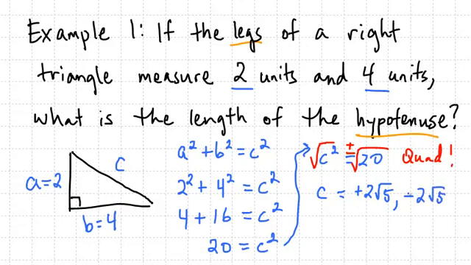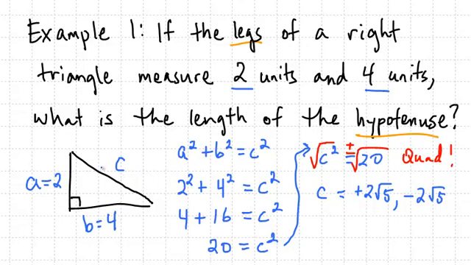Now, why am I writing them separately like this where I didn't before? Because I want to consider what's the solution to the problem, not just what's the solution to the equation. Now, for this equation, c could be 2 root 5 or negative 2 root 5. But remember, we're dealing with a triangle, and we're trying to find the length of one side.